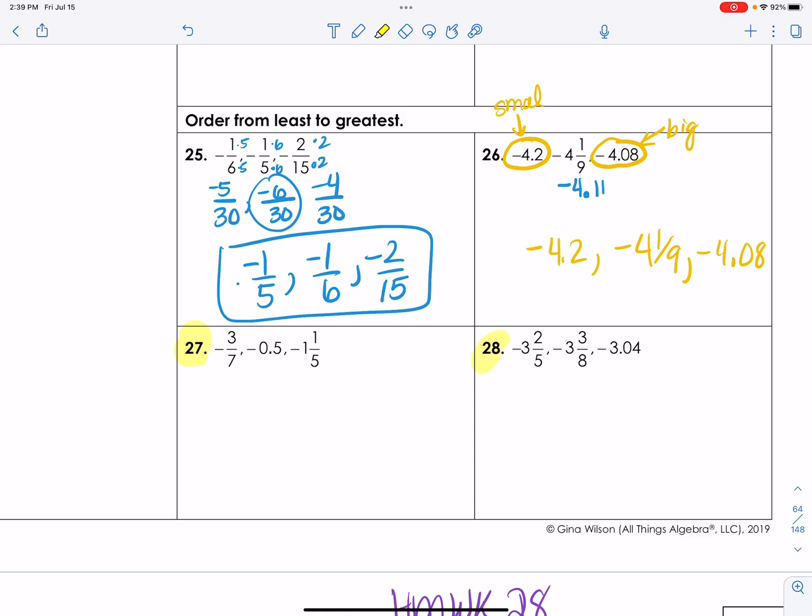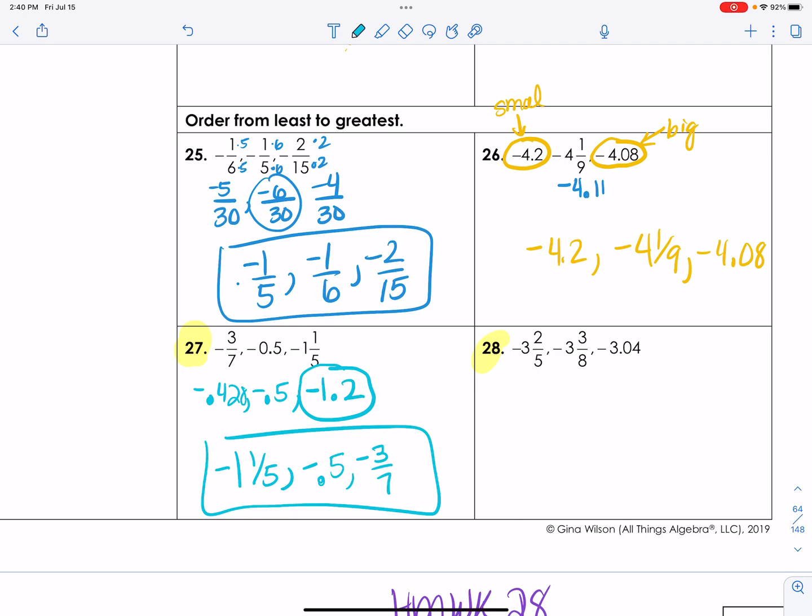All right. I would like you to try to order these two. Just try to order them. All right. If you divide a -3/7 out, and I'm not going to do that, but I know it's 0.428, and this one is -0.5, and this one is, we did this one, -1.2. So the one that is the smallest is the one that's farthest from 0, which would be this number. So -1 1/5 is the smallest, and then a -0.5, and then a -3/7. That is the order. Okay.